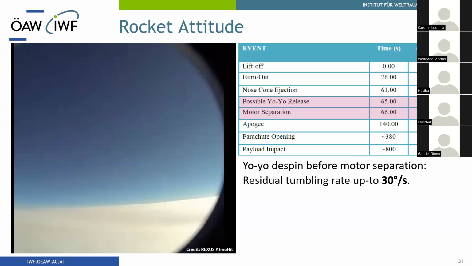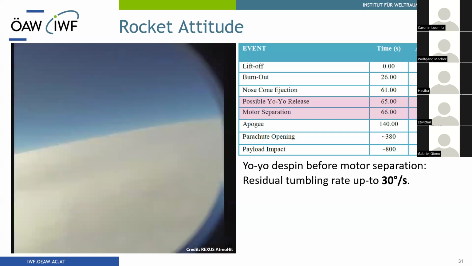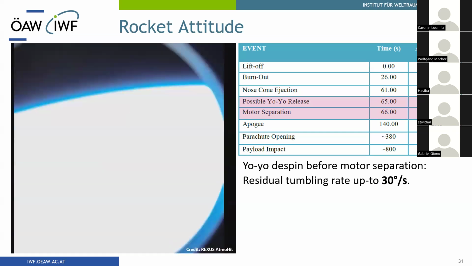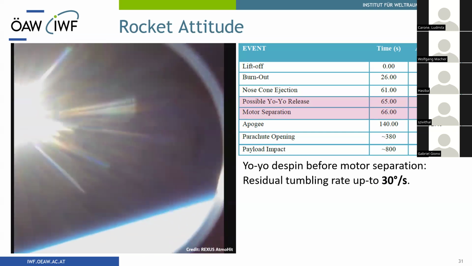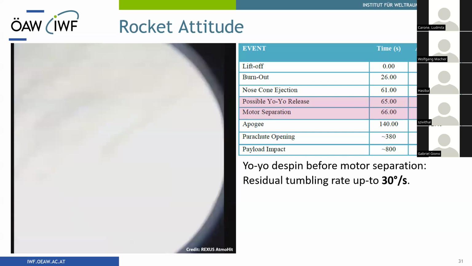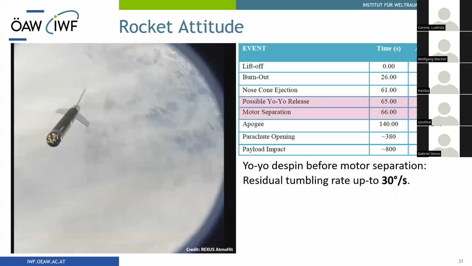So this is from a previous rocket experiment 2 years ago. We had a camera. Here, you spin because of the launch. Then you have the yo-yo de-spin, perfectly stable, and then the motor separation. You start to tumble. You actually might see the booster here somewhere.